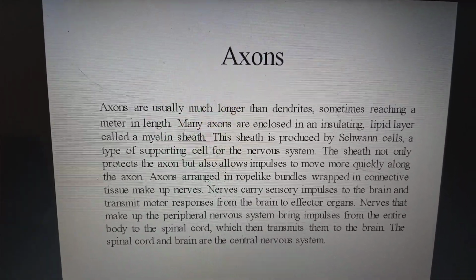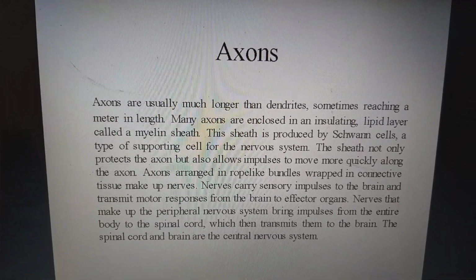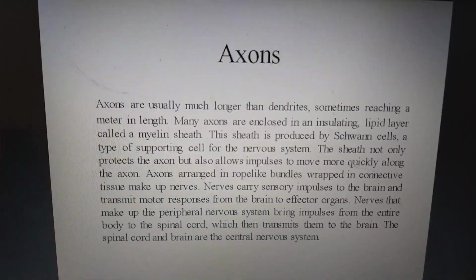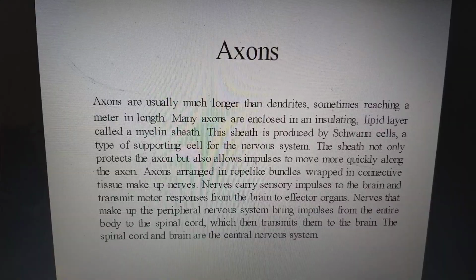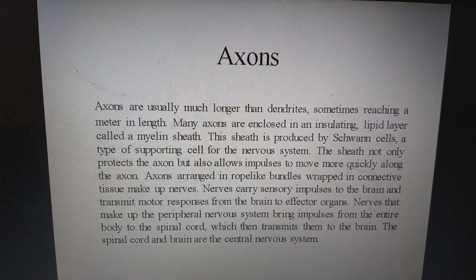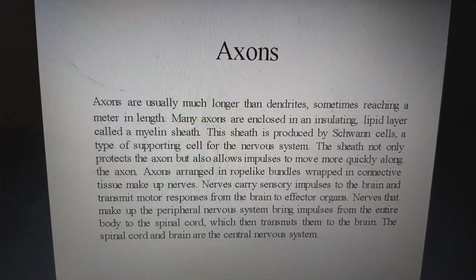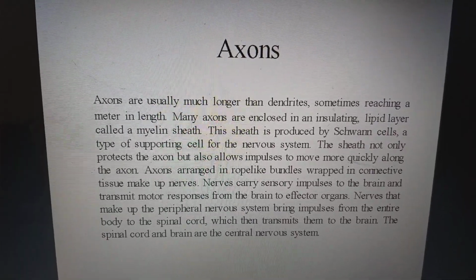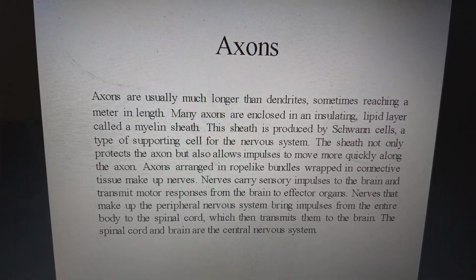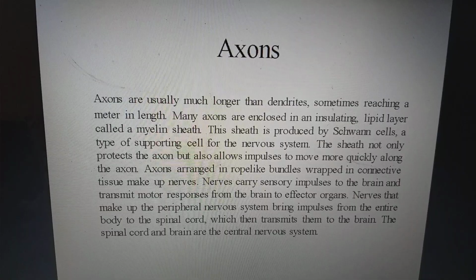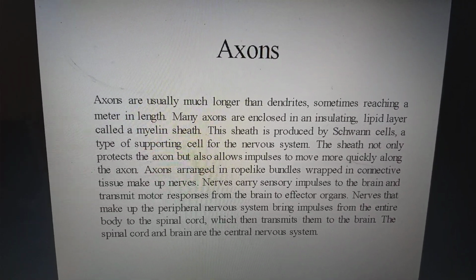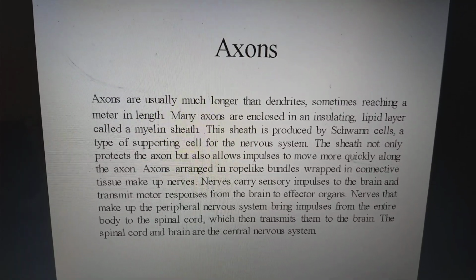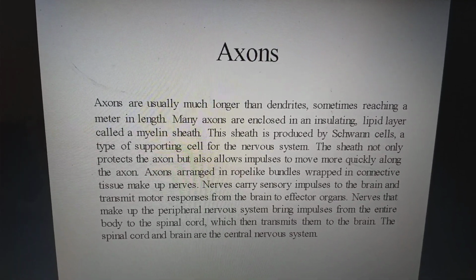This sheath is produced by squamous cells, a type of supporting cells for the nervous system. The sheath not only protects the axons but also allows the impulses to move more quickly along the axon. The axons are arranged in a rope-like bundle wrapped in connective tissue, which makes up the nerves. The nerves carry sensory impulses to the brain and transmit the motor impulses from the brain to effector organs.